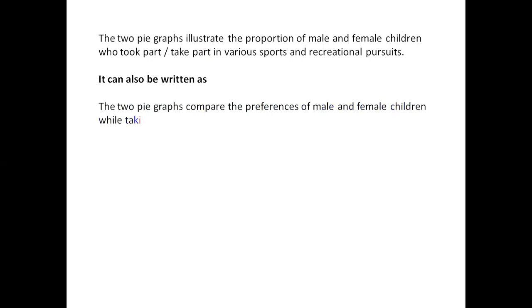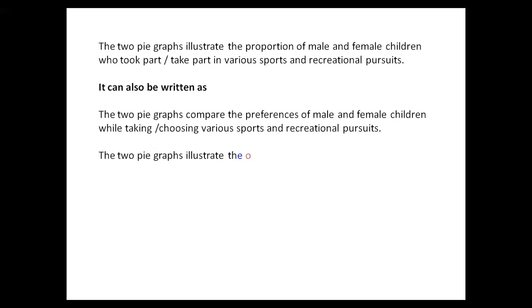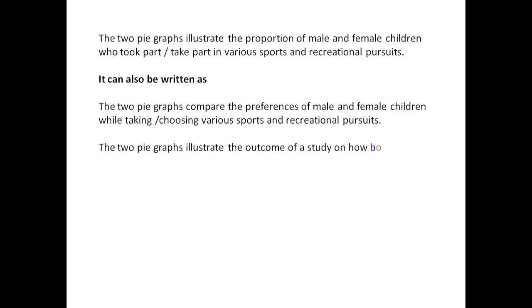So the introduction is done. It can also be written something like this, maybe the two pie graphs compare, because a comparison is made, and this is basically the preferences of boys and girls. So we can write the two pie graphs compare the preferences of male and female children while choosing various sports and recreational pursuits, right? Because there is a comparison, you can write that. Again, it can be written something like this as well. The two pie graphs illustrate the outcome of a study on how both the genders like to take part in various sports and recreational pursuits.